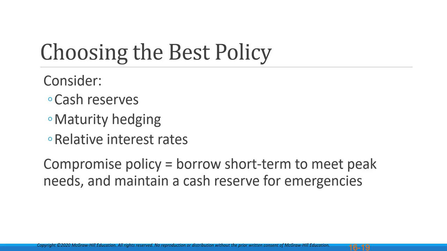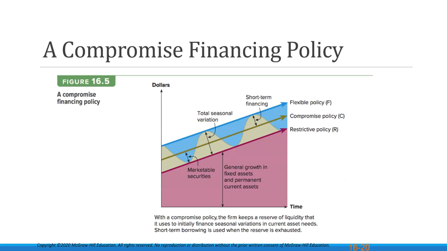So the compromise policy is where we look at a little bit of both, where we maintain a cash reserve for emergencies and normal operations, but we have that short-term borrowing available to meet those peak needs or seasonal needs. So this shows the compromise policy in the middle of the flexible policy and the restrictive policy, where we have both short-term financing and cash and marketable securities available.